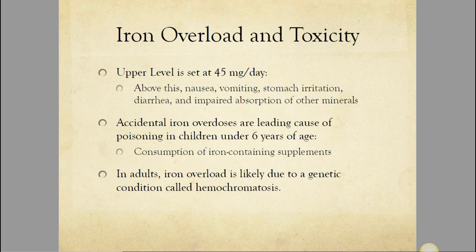Accidental iron overdoses are the leading cause of poisoning in children under 6 years of age. Typically, they are consuming a parent's iron supplement, or a supplement of some kind, such as a multivitamin that also contains iron as one of the minerals. So this is why it's so important for adults to be aware of keeping their supplements safe, because we don't think of supplements sometimes in the same way we do a medication, but it can be just as dangerous.